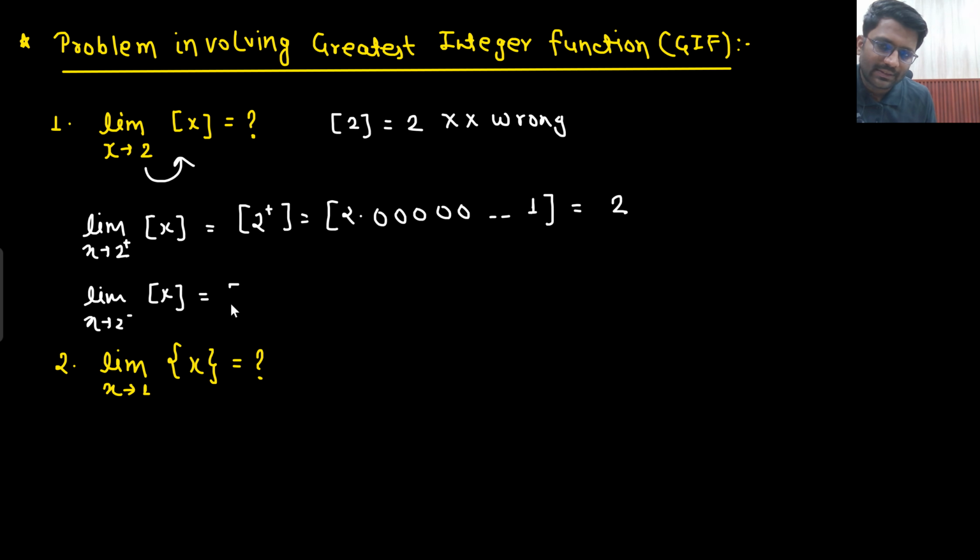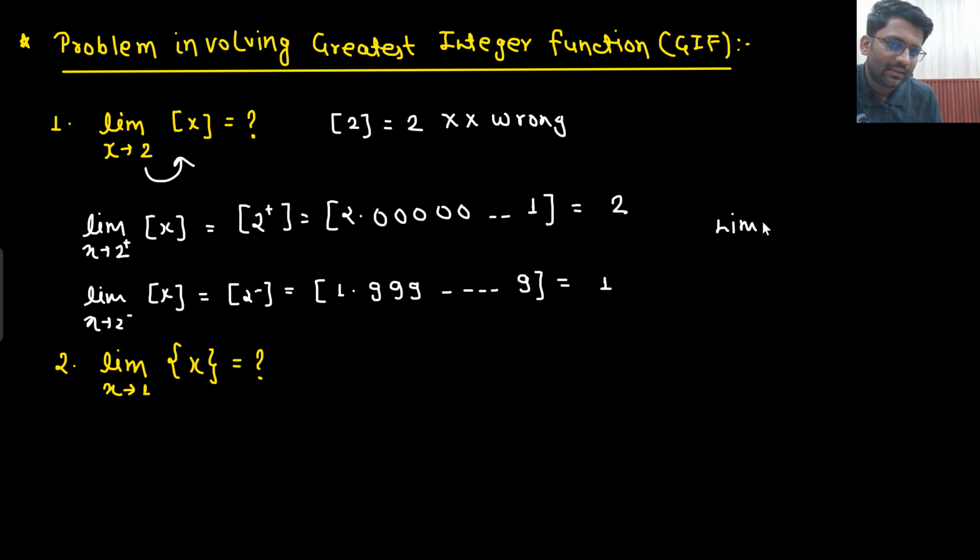And when I took 2 minus, what is the meaning of 2 minus? The value will be somewhat lesser than 2. That means it will be somewhat 1.9999999. And what would this greatest integer do? It will take the lesser integer, that would be 1. Both are not the same.